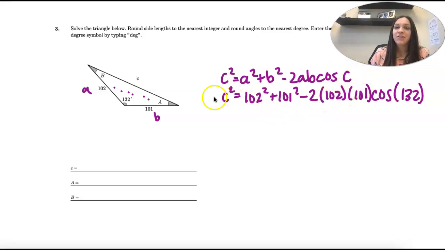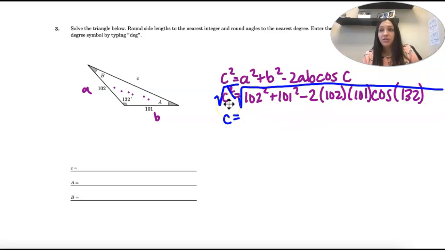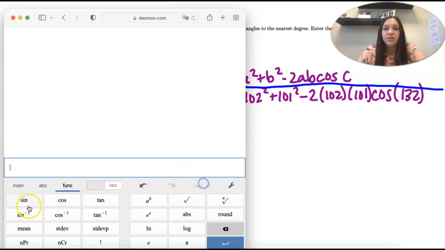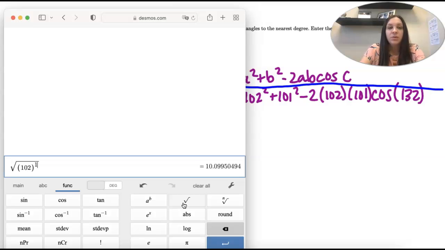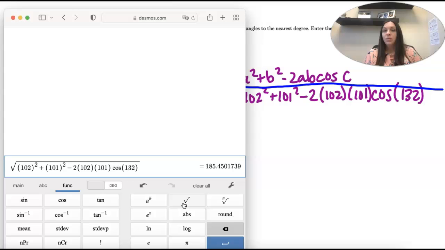Okay, and then to get rid of the square, we're going to square root both sides. So this whole thing is find the right equation, enter in the values, calculate. Okay, so we're going to do square root of 102 squared plus 101 squared minus 2 times 102 times 101 times cosine of 132. That's a lot.